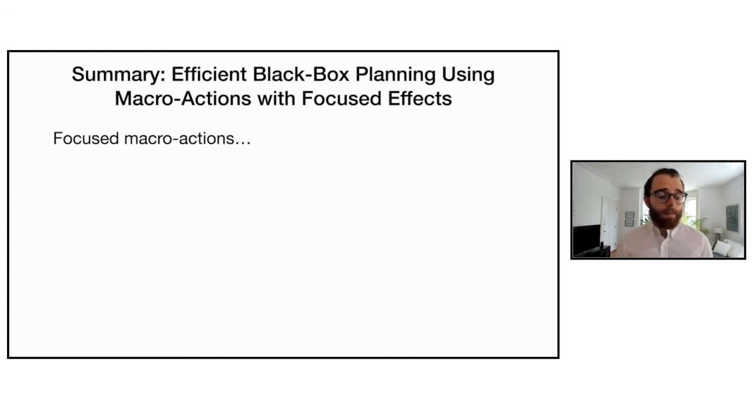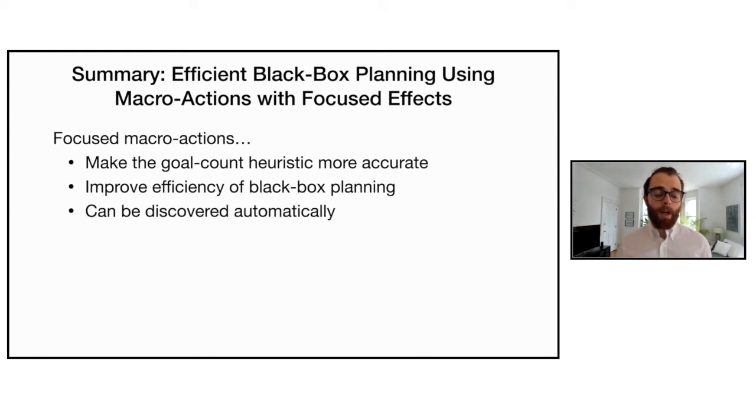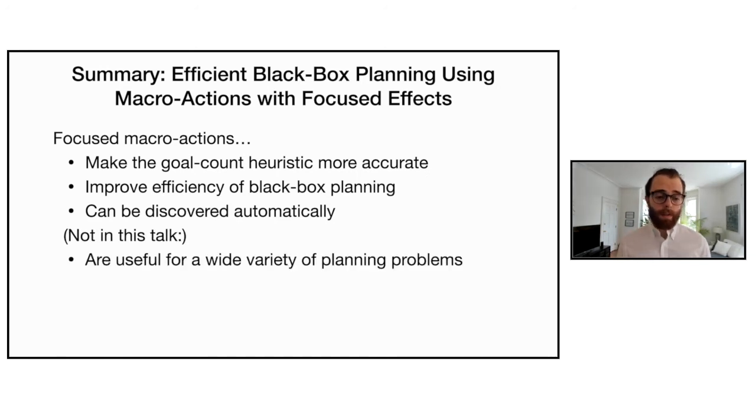To summarize, focused macro actions make the goal count heuristic more accurate, they improve the efficiency of black box planning, and they can be discovered automatically. So a few things that I didn't have time to talk about today. First, the focused macros are useful for a wide variety of planning problems. We've focused on the Rubik's Cube here, but we also looked in the paper at a number of other classical planning problems that we were able to convert to black box planning problems.